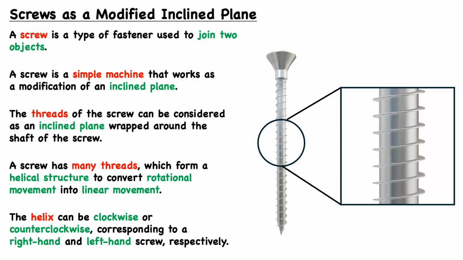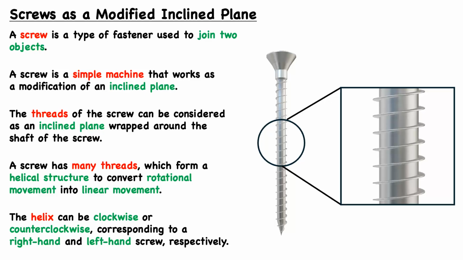So in this video, we're going to extend our conversation about the inclined plane and talk about another type of simple machine that's actually just a modified inclined plane. And that simple machine is the screw. So most of us know a screw as a type of fastener that's used to join two objects.